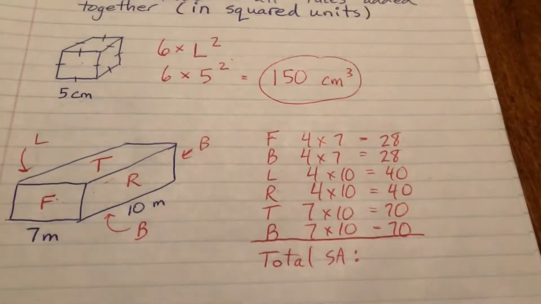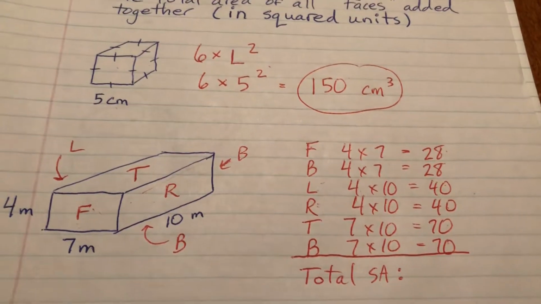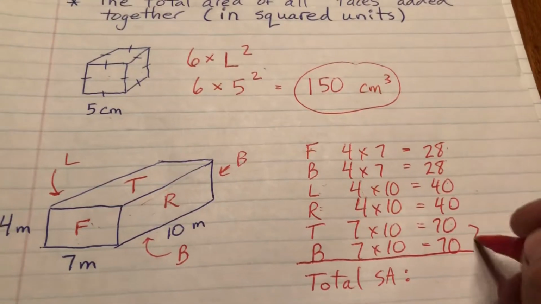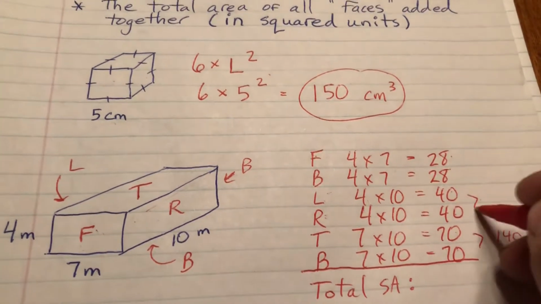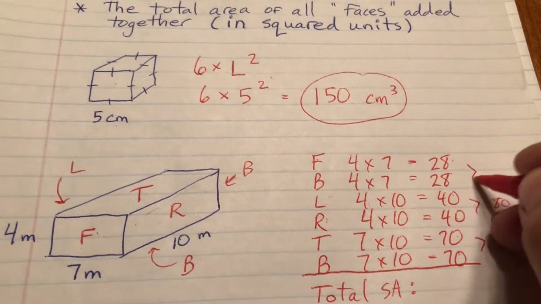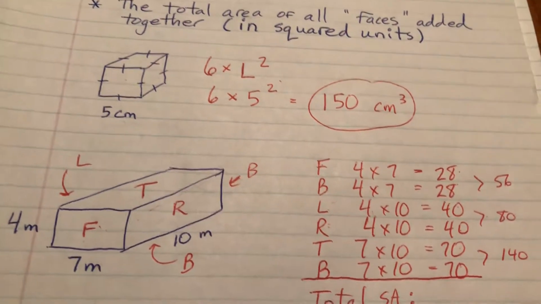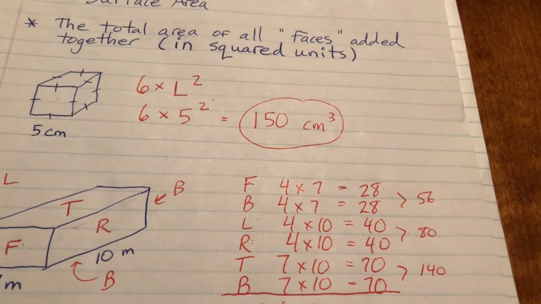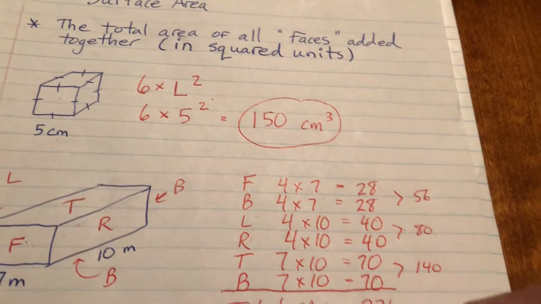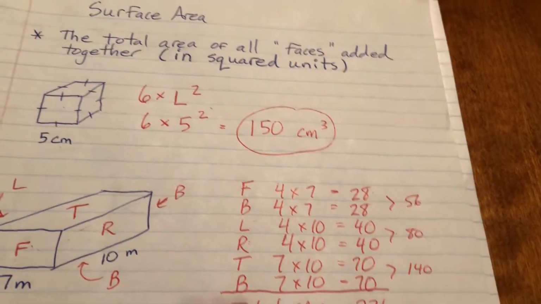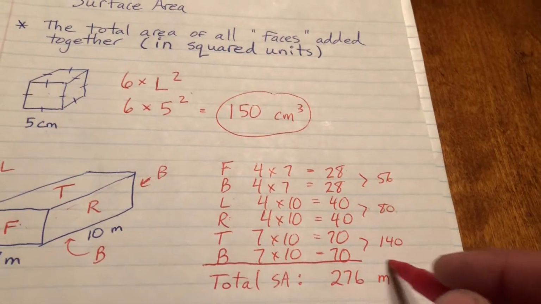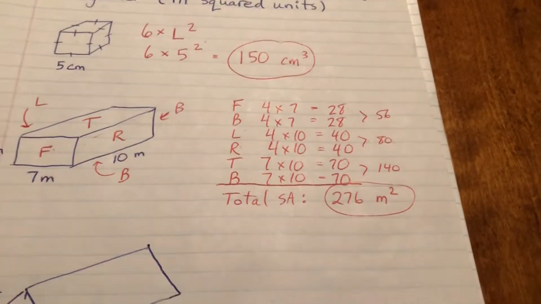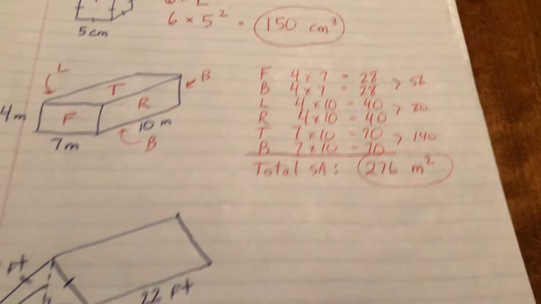So I'm just going to take my calculator here, and I can do a shortcut here. This is 140, this is 80, and these two are 56. So if my math is not incorrect, it looks like 276 meters, the units are squared. And that is the final surface area of that shape.